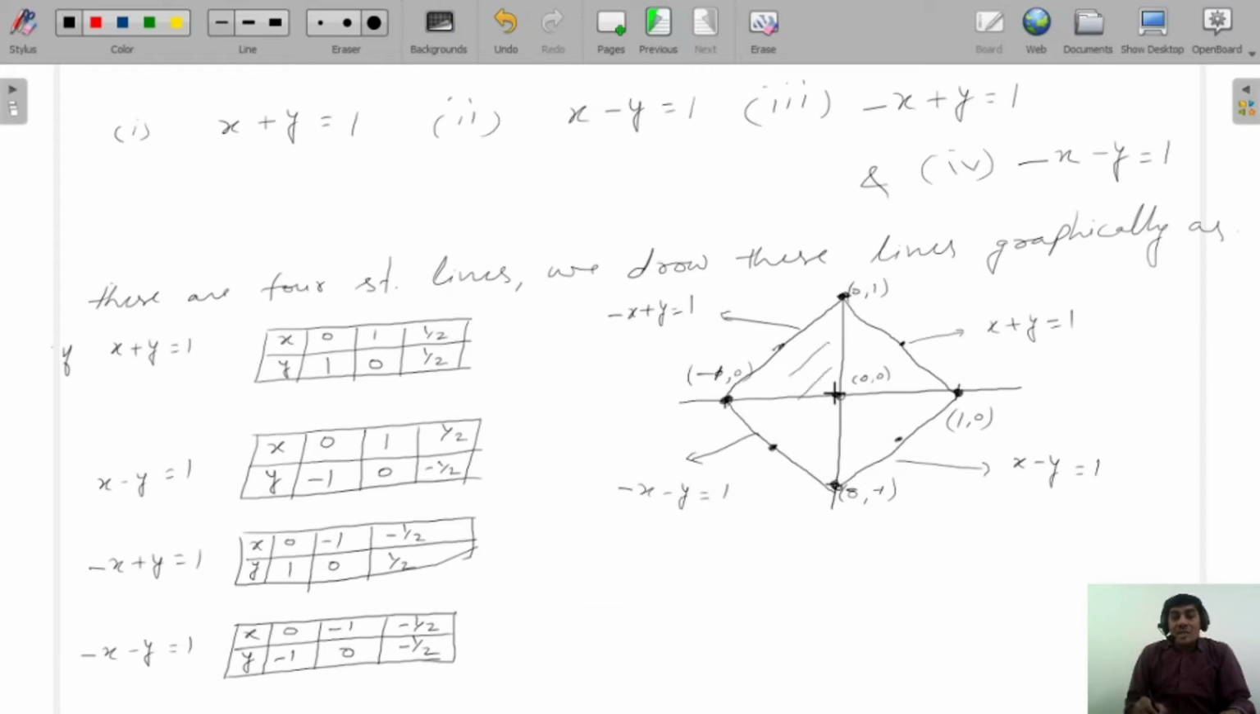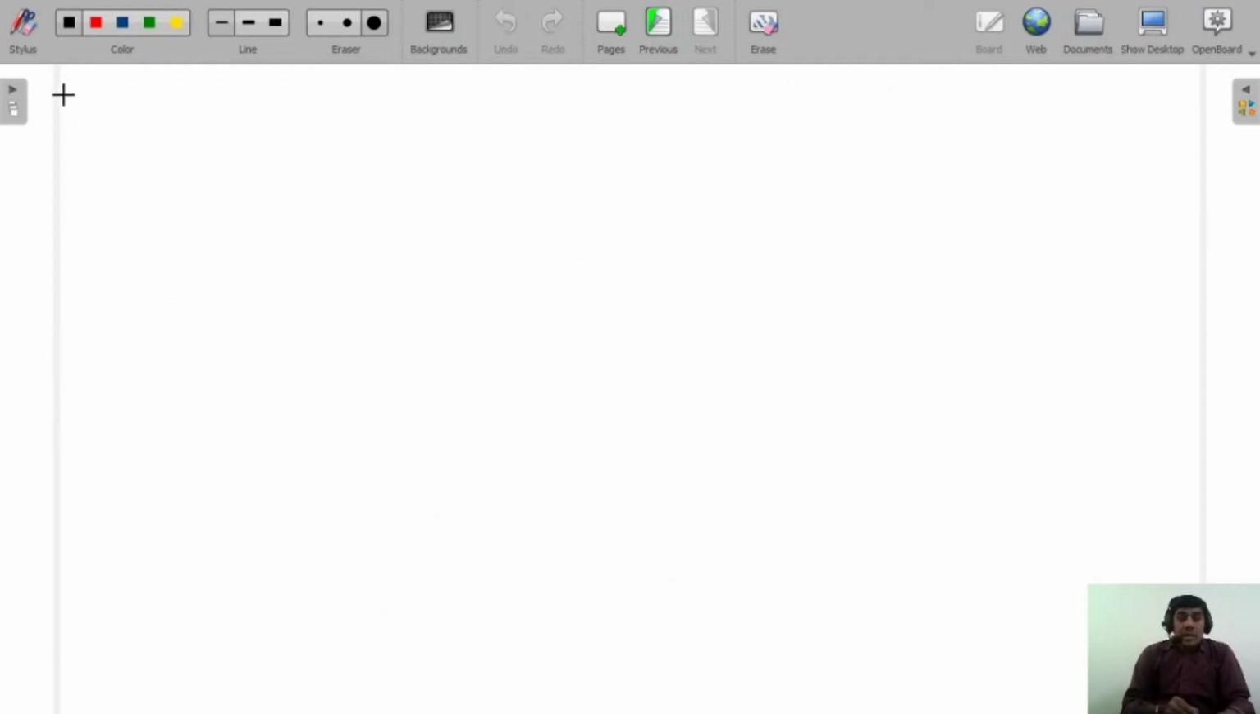So the shaded part is a square surrounded by all these 4 lines. The square represents the sphere S((0,0), 1). Next example.